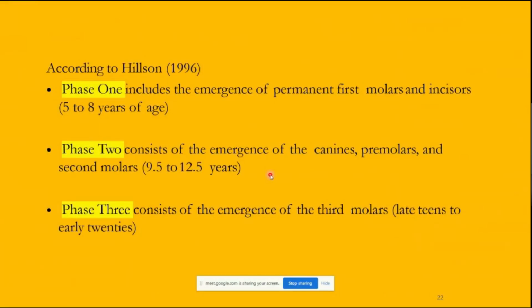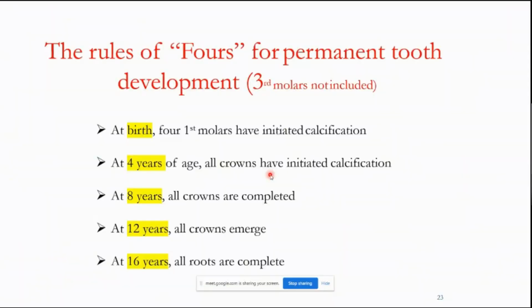Another easy way to remember this is all your permanent first molars and incisors come out within the age of 8 years, between 5 to 8 years. And in phase 2, that is between 9.5 to 12.5 years, all your canines, premolars and second molars come, and the last teeth to come in phase 3 are your third molars. Okay, so this is again the rules of 4 for permanent teeth.